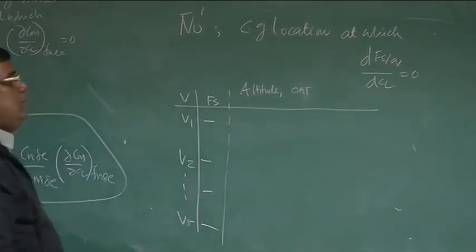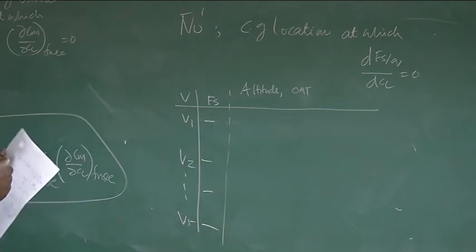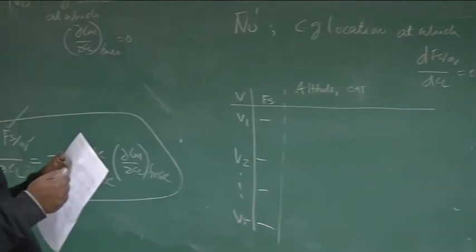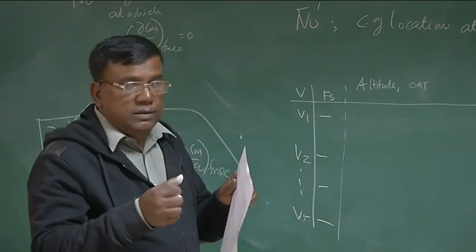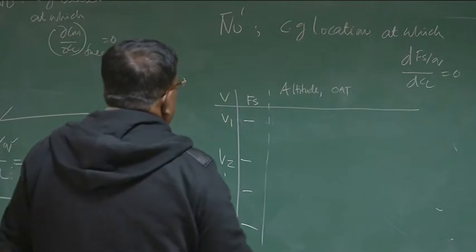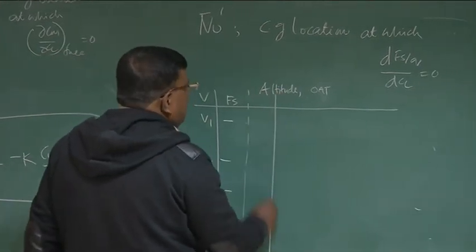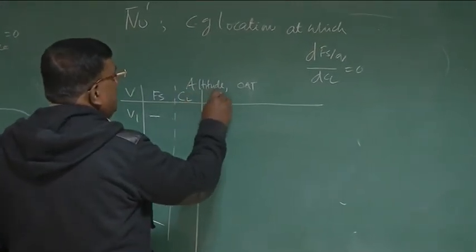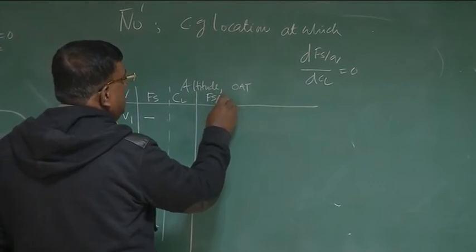For every trim, I measure what is the stick force I am applying, because my stick will be having strain gauges which can measure the forces through deflections. And now I convert V to Cl. I calculate Fs by Q.